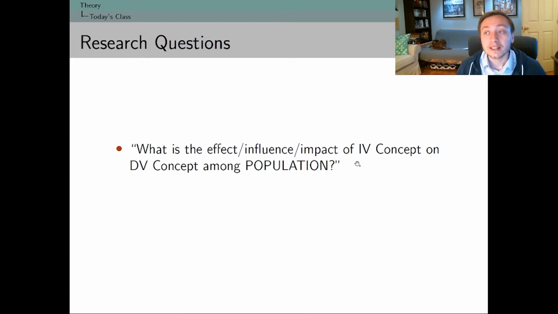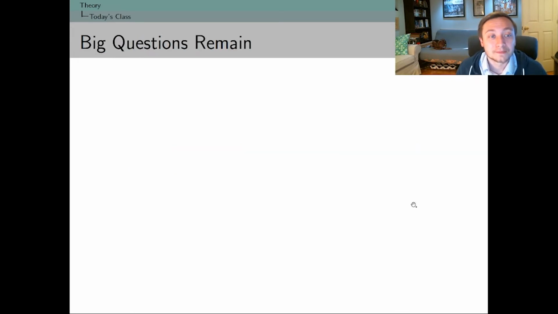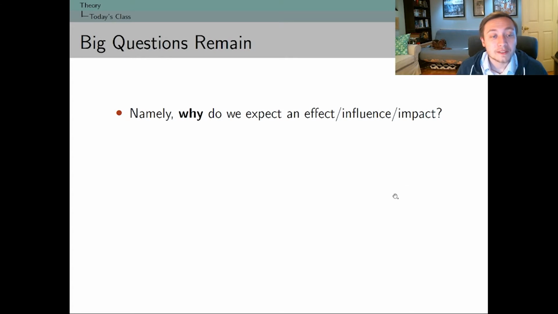But the theory section of the paper becomes a really important one, because this is the part of the paper where you're going to explain your logic as to why you think that there is some kind of effect, some kind of influence, some kind of impact of the IV on the DV. Again, we want to know why the heck that is. So why do we expect this influence?